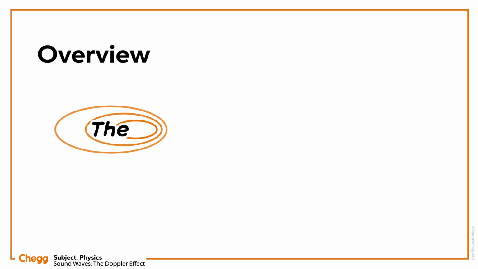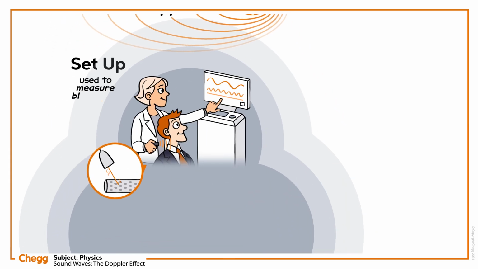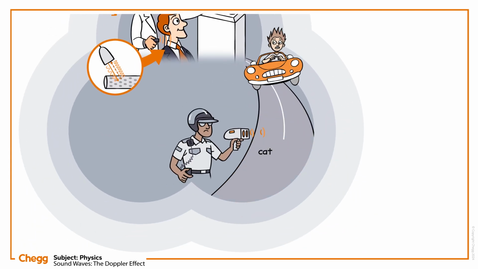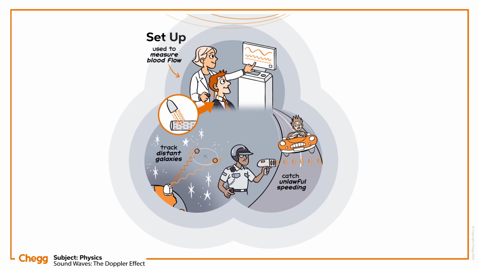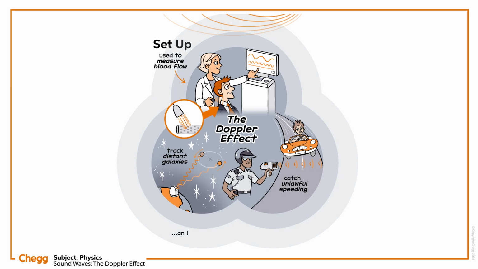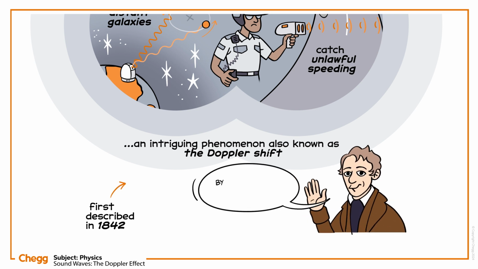In this animation, we'll try to wrap our heads around a mysterious phenomenon called the Doppler effect. Doctors make use of it to measure blood flow. Police use it to catch our unlawful speeding. And meteorologists use it to track distant galaxies. It's the Doppler effect, an intriguing phenomenon also known as the Doppler shift that was first described in 1842.